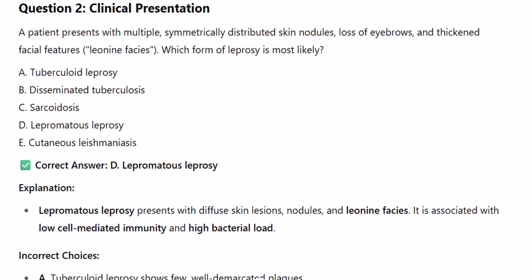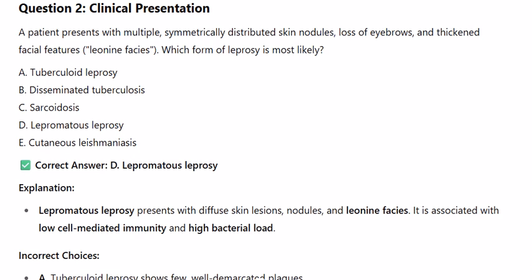Question 2: Clinical presentation. A patient presents with multiple symmetrically distributed skin nodules, loss of eyebrows, and thickened facial features, leonine facies. Which form of leprosy is most likely? A. Tuberculoid leprosy. B. Disseminated tuberculosis. C. Sarcoidosis. D. Lepromatous leprosy. E. Cutaneous leishmaniasis. Correct answer: D.